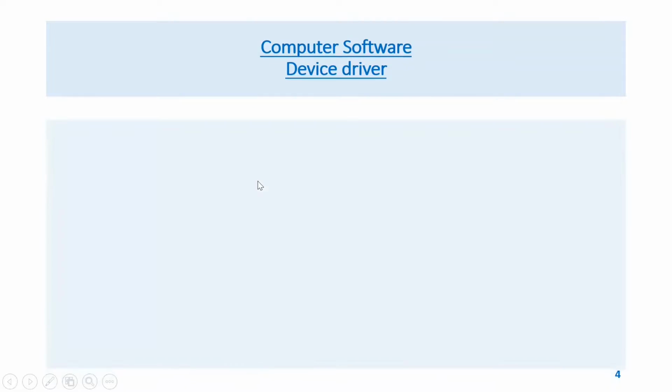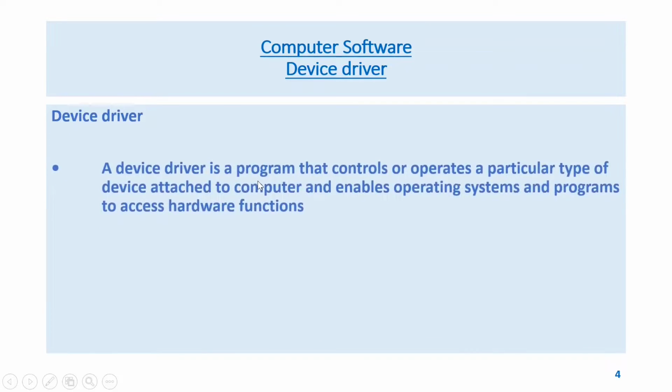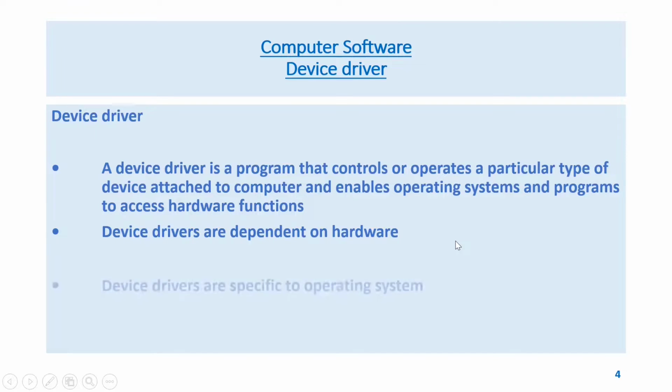Device driver. Device driver is also a system software. A device driver is a program that controls or operates a particular type of device attached to the computer and enables operating systems and programs to access hardware functions. Device drivers are dependent on hardware. So if multiple devices are attached to the computer, each device will have a device driver. So they are dependent on hardware. Whatever hardware is connected to the computer, a device driver is dependent on that type of hardware.